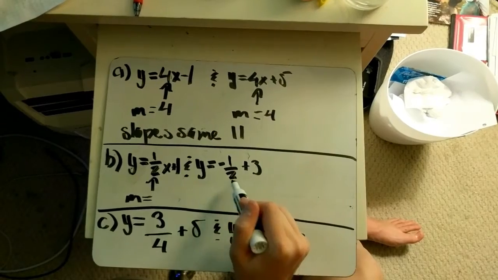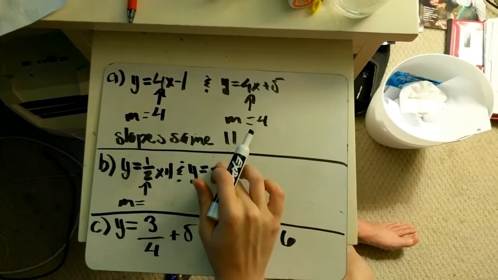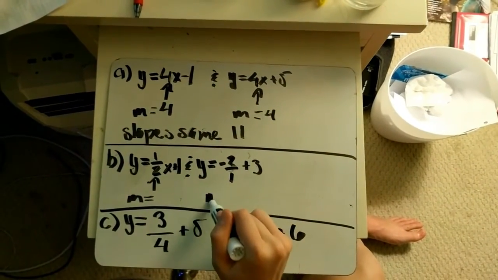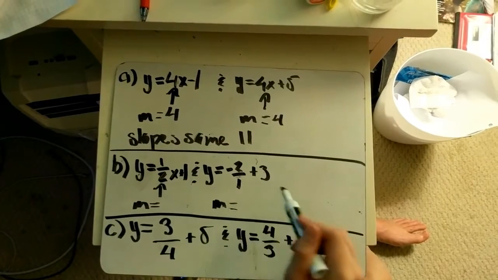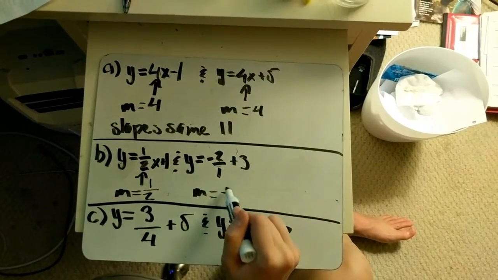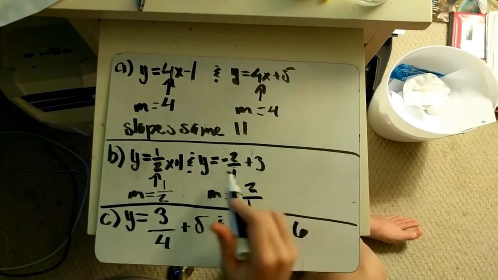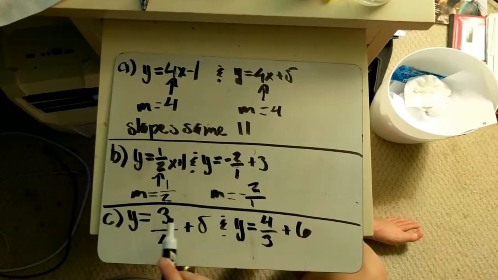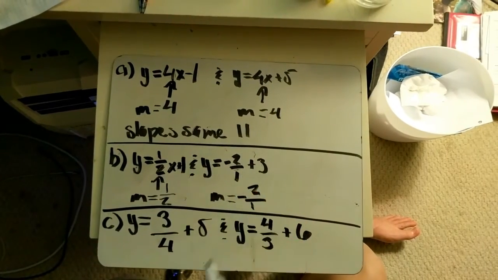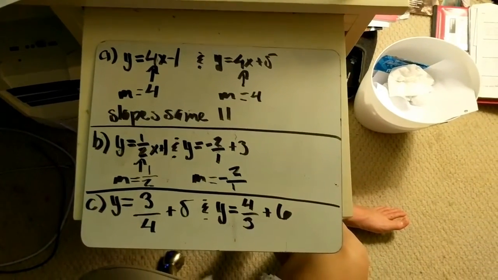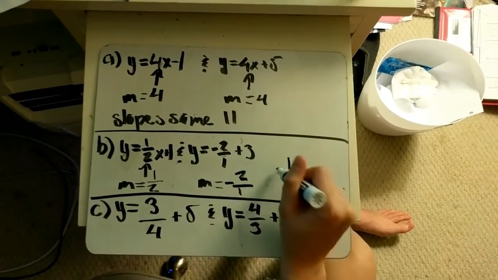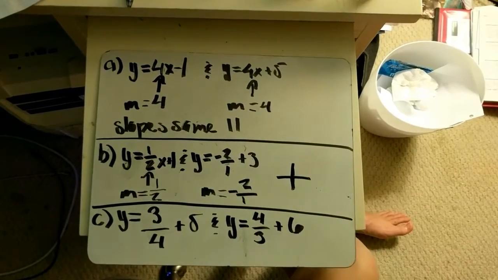For the next one, we have two different slopes, and they are opposite to one another. The second equation is the reciprocal of the first equation, and not only that, it is the negative reciprocal. So these equations are perpendicular, or these lines are perpendicular to one another.